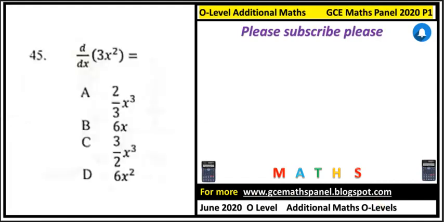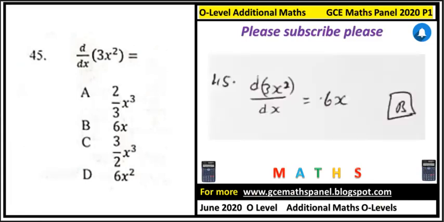45. The derivative of 3x squared is, so you bring down the power 2 times that constant there, 3 times x to the power 2 minus 1. That gives us 6x. Our key here is B.